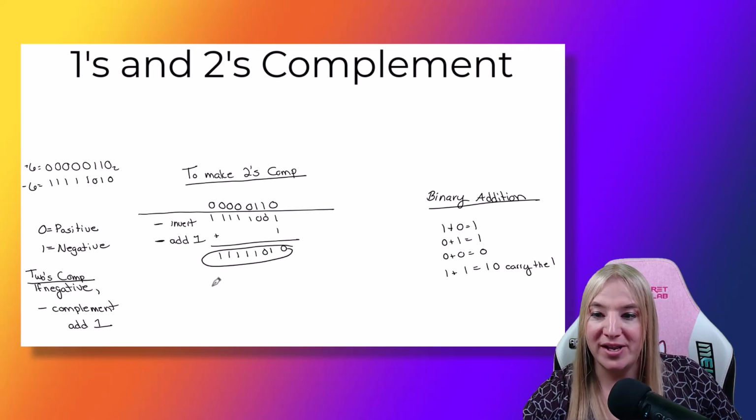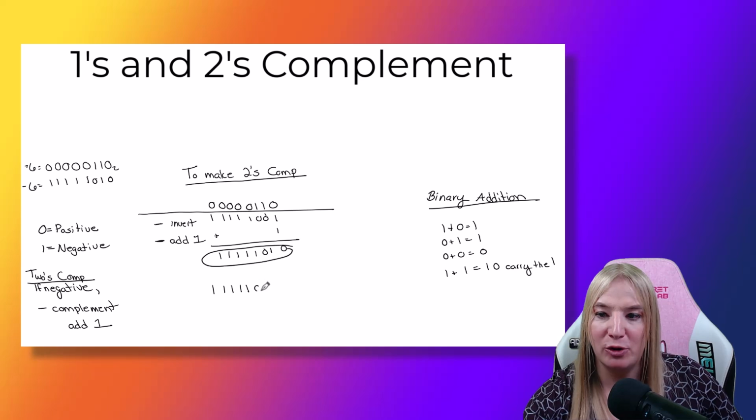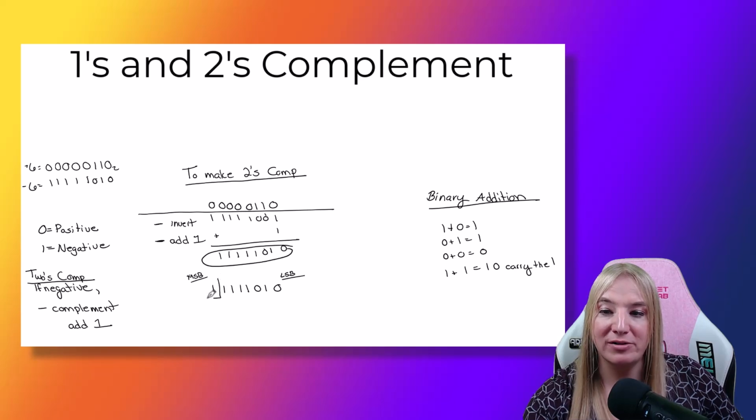So with this system, if I receive this number here, I got 1, 2, 3, 4, 5 ones, 0, 1, 0. This is my least significant side over here, most significant side over here. And to get back to what we started with, to figure out what this number is, we isolate our sign bit. So 1 is negative.